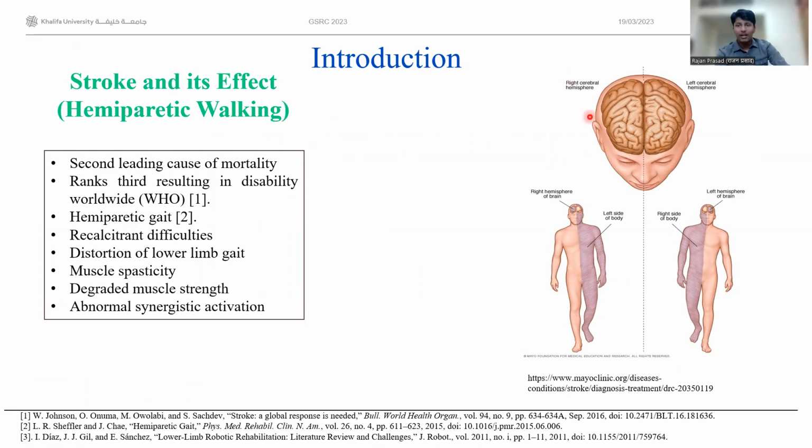If we look at the brain of the human body, the left side of the cerebral hemisphere controls the right side of the body's motion while the right controls the left. In case of accident, injury, or trauma, if there is any blockage in either of these regions, this is a state of a stroke where a person cannot walk properly. As per WHO, it is the second leading disease causing mortality and third in terms of resulting disability. It results in a hemiparetic gait where one side of the person's body is impaired and they couldn't walk properly, resulting in muscle spasticity, degraded muscle strength, and abnormal synergic activation.